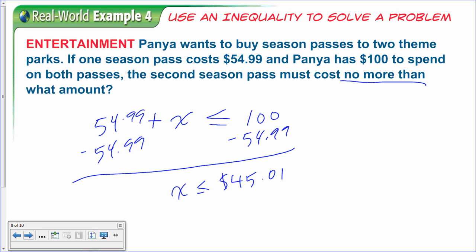Okay, so the second pass has got to be less than $45. Can it be 45? Yeah, I can. Can it be $45.01? Yeah. Can it be $45.02? No. If it costs more than that, I can't buy it. Unless you can find a penny somewhere.